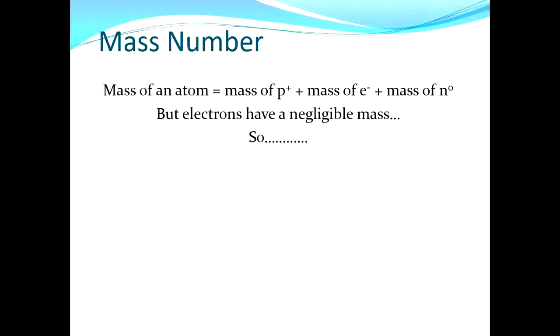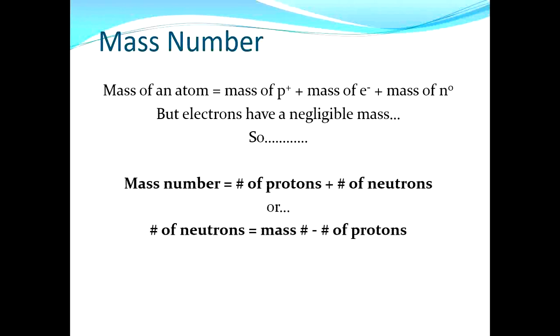Now the mass of an atom comes from the mass of the protons plus the mass of the neutrons plus the mass of the electrons. But remember where the bulk of the mass is? The mass is basically the protons and the neutrons, because the electrons have negligible mass, meaning we can say that it has no mass. So the mass of an atom, which we will call the mass number, is equal to the number of protons plus the number of neutrons.